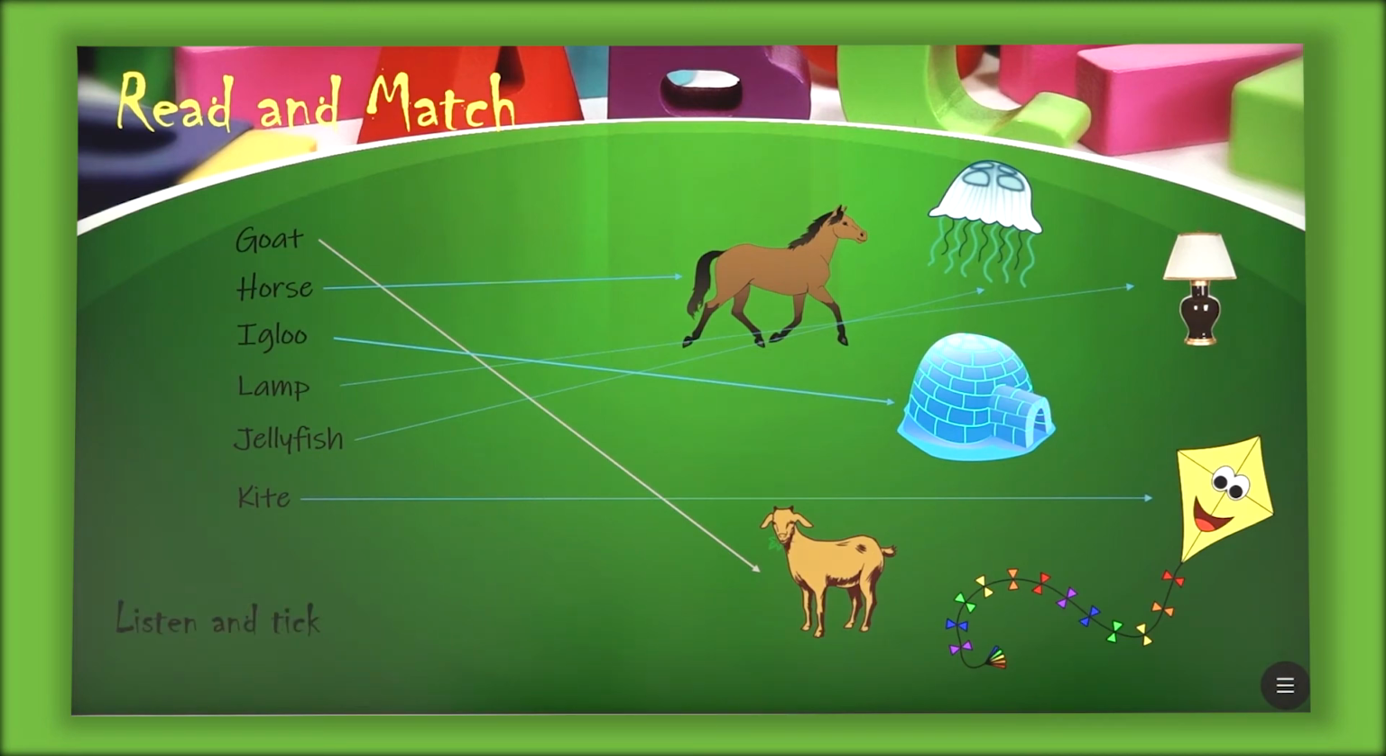Now, it's time for exercise number 2 on your book. You have to listen and tick the letters that you hear. Let's start. G to L. Page 7. Exercise 2. Listen and tick.